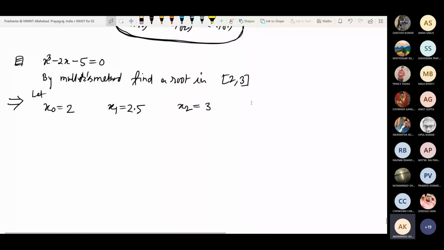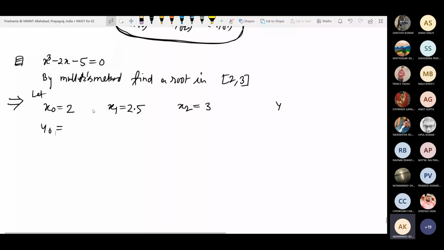Sorry. So shall I do 2.5 and 3? Shall I take that, or any other guesses you want me to take? Fine. So tell me what is f of x0? What is y0?